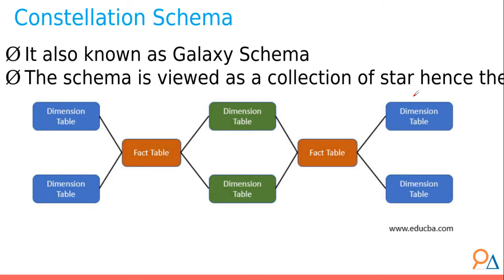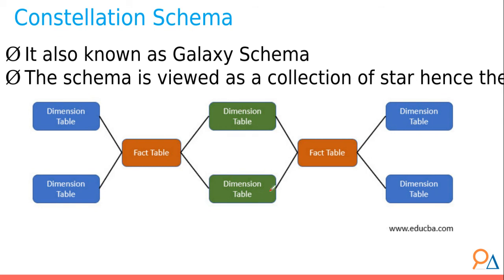So finally, we have constellation schema or galaxy schema. And it's very simple because this one is just a collection of star schemas, as we can see here. The major difference between galaxy schema and star schema is that galaxy schema has two fact tables here and here. It has two fact tables, but star schema has only one fact table, as you can see.